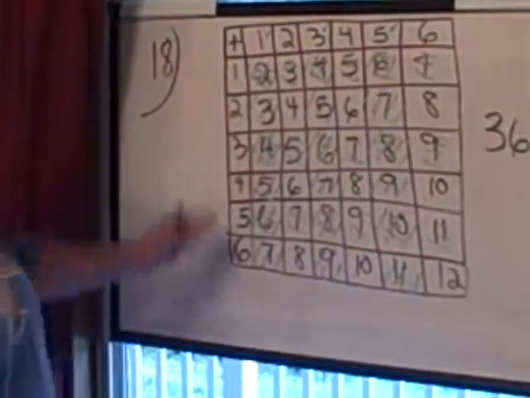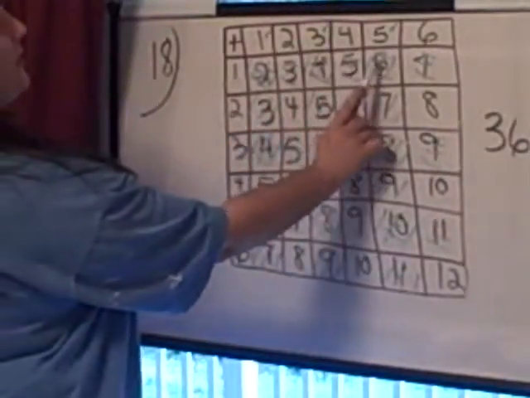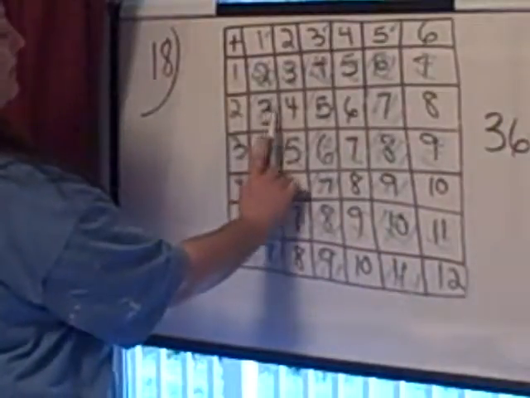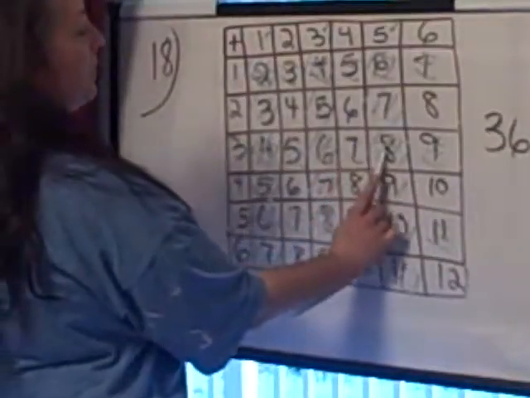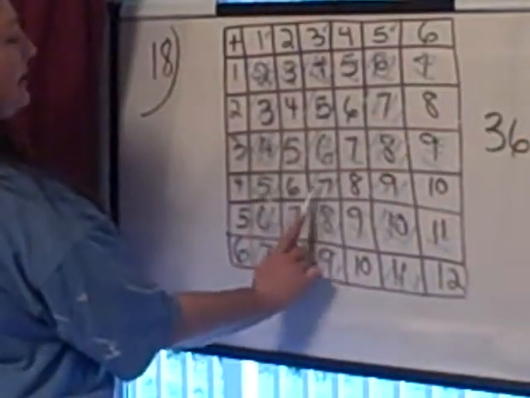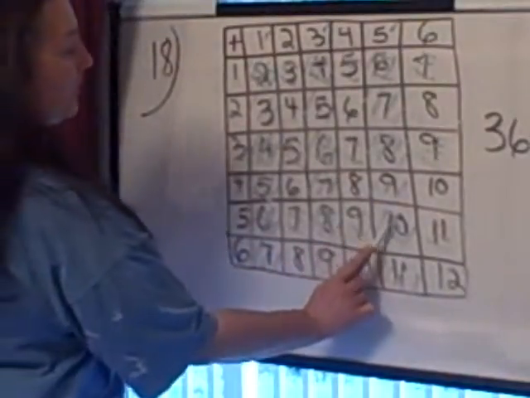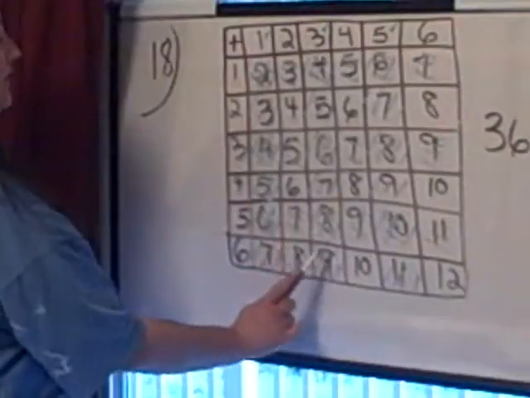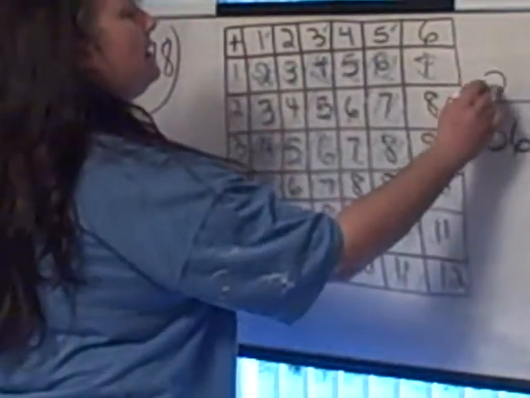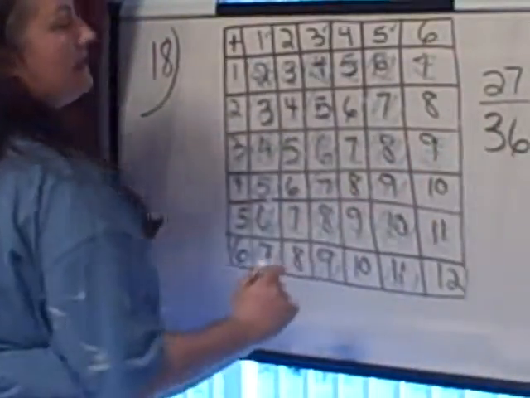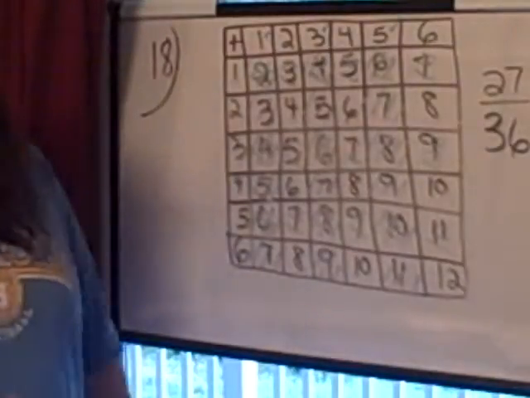Now I count how many of the 36 are colored in. 1, 2, 3, 4, 5, 6, 7, 8, 9, 10, 11, 12, 13, 14, 15, 16, 17, 18, 19, 20, 21, 22, 23, 24, 25, 26, 27. So 27 out of the 36 are produced when one of the die is an odd number.